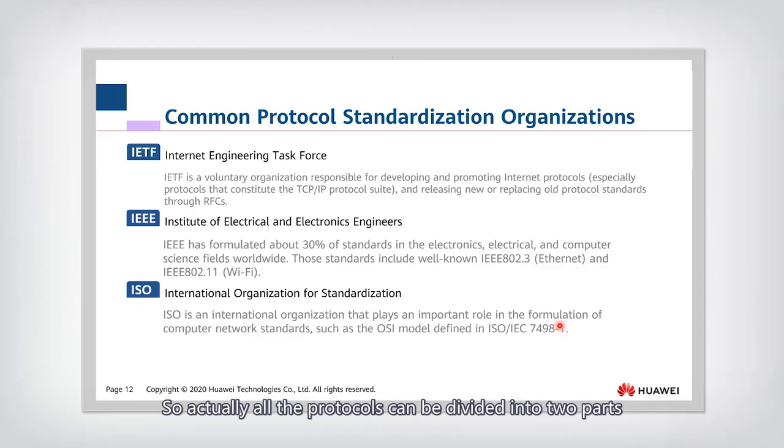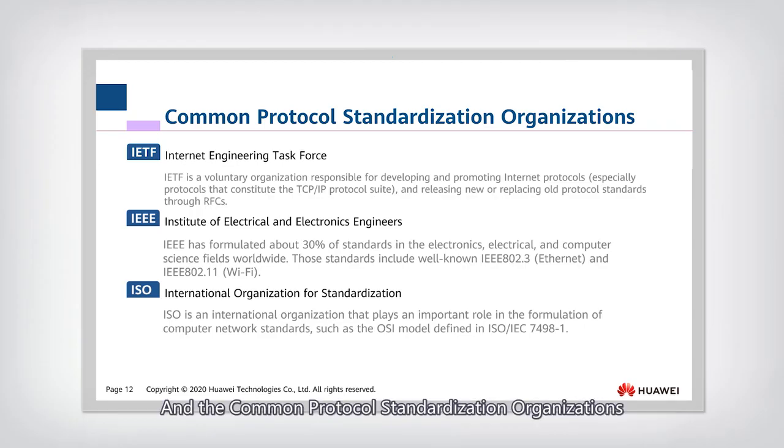So actually, all the protocols can be divided into two parts. One part is standard. The standard protocols are those which are public. All the users and all the developers need to follow these protocols. That is called a standard. And the other part is the proprietary protocol. That is owned and developed by a certain company. They may not publish this protocol to the world, and only the company knows the details of the protocol. A lot of protocols are standard protocols because in that case, all the devices and all the developers can follow the standard so that different devices can interact with each other.